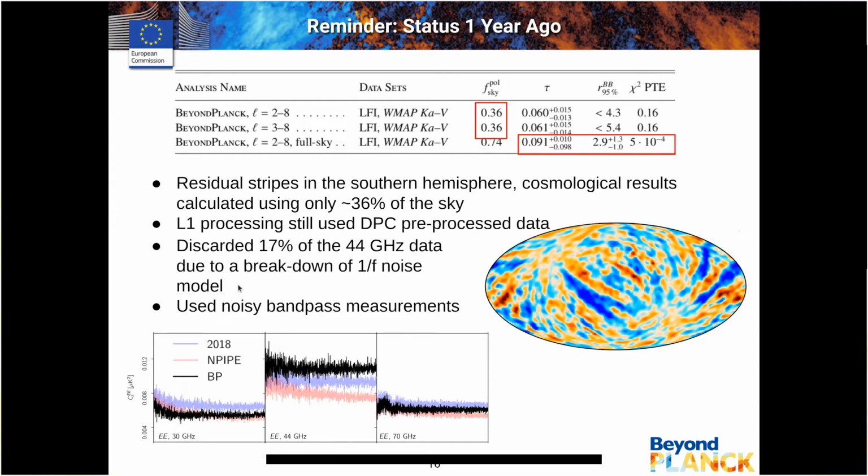And additionally, we discarded about 17% of the 44 gigahertz data because of how the 1/f noise model appeared to break down for some of the channels for about half of the flight. And so you can see the effects of that here, where we ended up at 44 gigahertz with higher noise than either the 2018 analysis or NPipe.